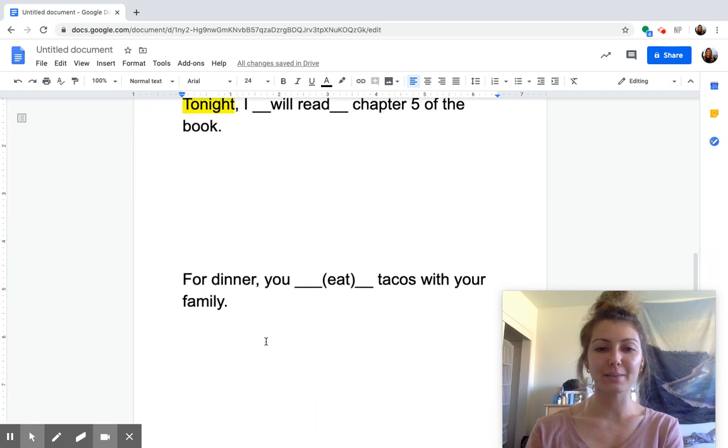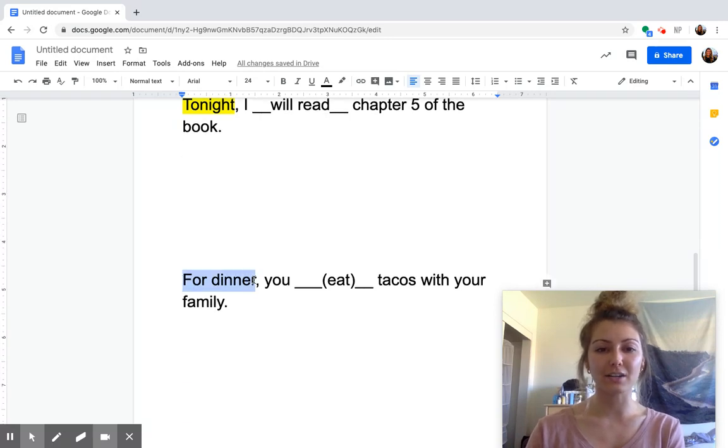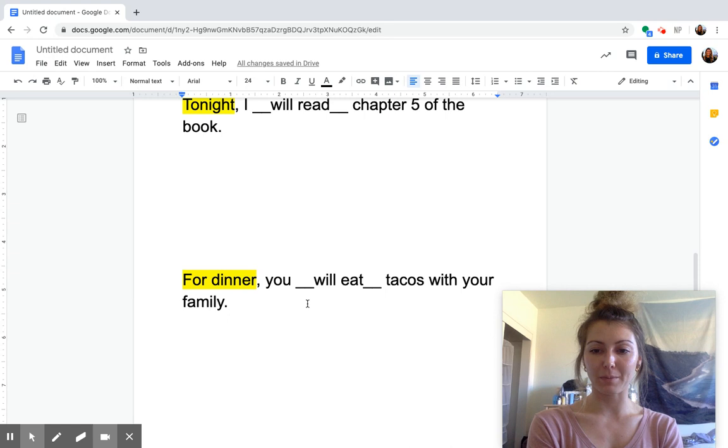Here's our next example. Again, you can pause the video and try this one on your own, or you can go along with me. For dinner, you eat tacos with your family. Kind of like our last example here, our context clue is "for dinner." I can predict that that is happening later in the day. So this again is future tense. So we're going to use that word "will." You will eat tacos with your family.